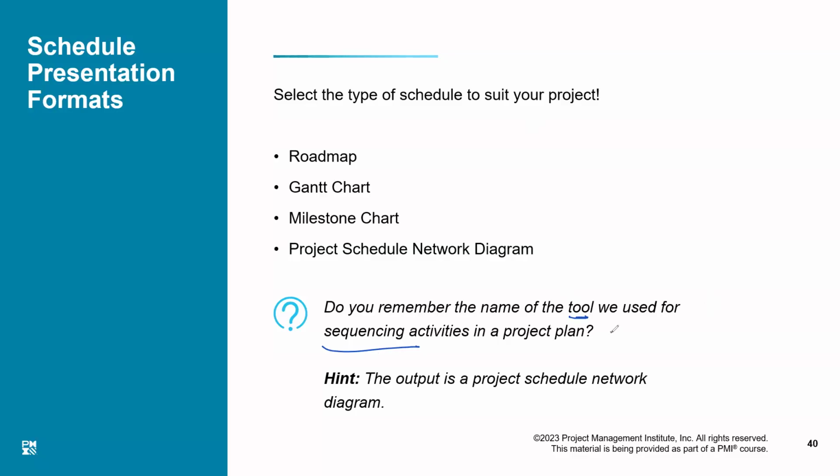The right answer is precedence diagramming method, PDM. The output is the project schedule network diagram. So PDM is a technique for sequencing. Critical path method, CPM, is a technique for scheduling.